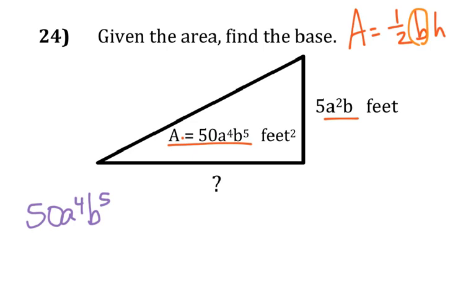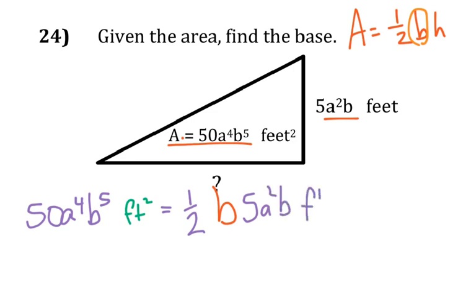So the area is 50 a to the 4th, b to the 5th, and then I'll put feet squared like that. Equals, and then 1/2 is part of the formula. The base I don't know, so I'm going to put that in its own color. And then the height, I am told that it's 5a to the 2nd b, and then feet. Actually, let me do that one in green also.